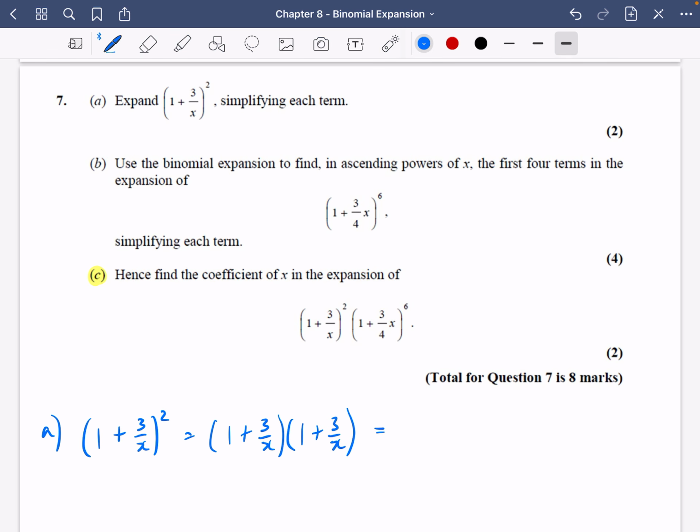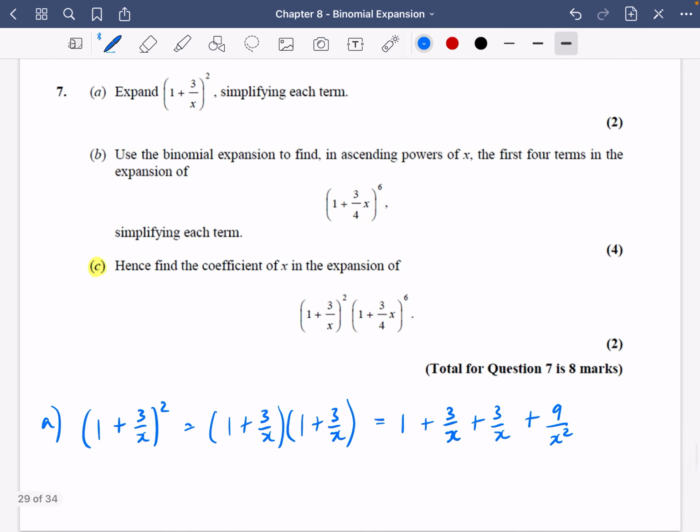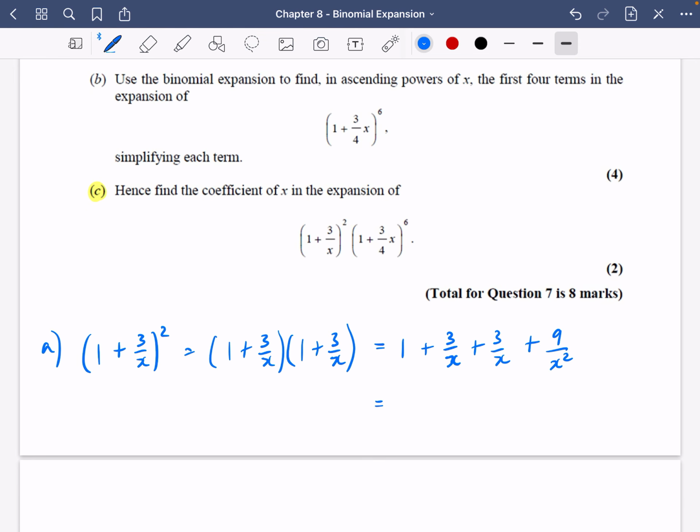It's the same thing. It's got your 1 times 1. I've got the 3 over x, and I've got the 3 over x, and then I've got the 3 over x times the 3 over x, which is 9 over x squared. So 3 over x plus 3 over x, that's just going to be 6 over x. So it's 1 plus 6 over x plus 9 over x squared.